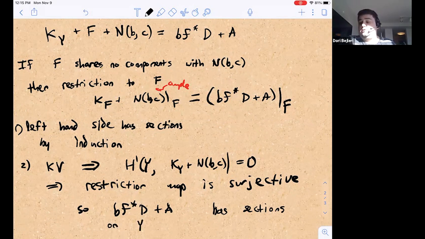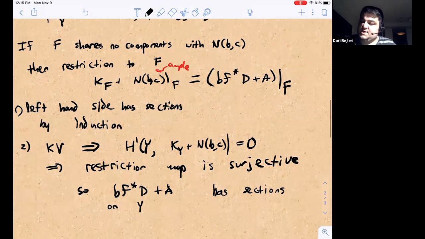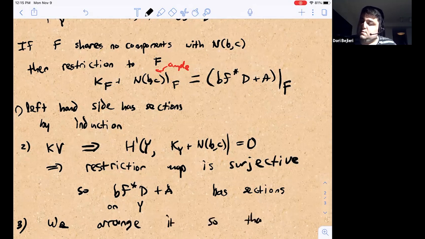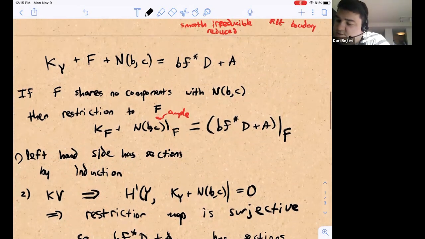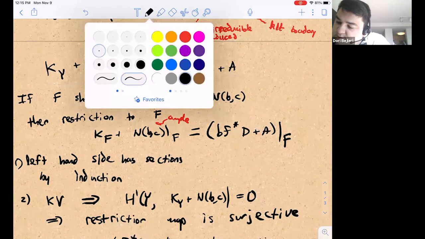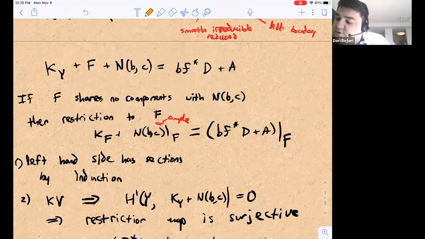We really care about D. We really want to go back to X, and now we arrange it so that, well, I guess I skipped one step here. I really want to round everything up. So we have this equality, and then K is integral, F is integral, D is integral, A and N are not necessarily integral, so I want to round everything up, so that it makes sense to talk about sections of this divisor and not some twist.